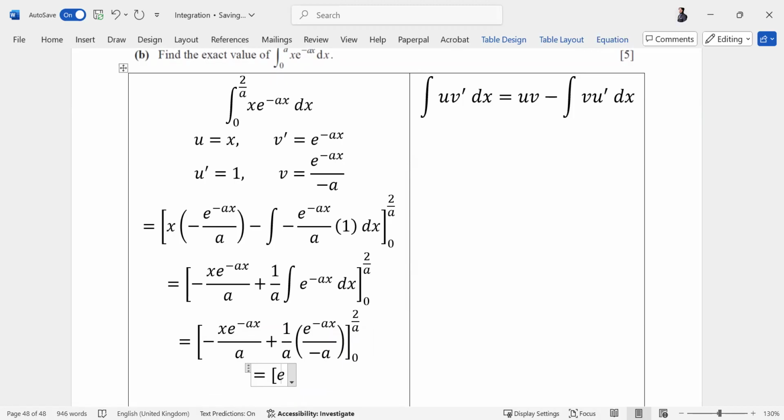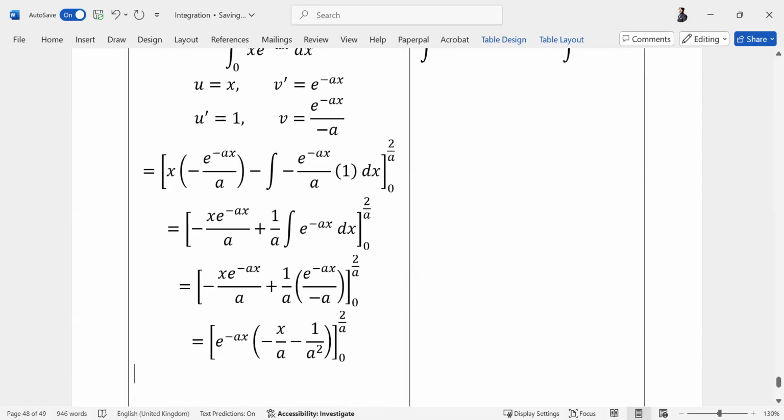Now, can I just take e to the power minus ax common? And I'm left with minus x upon a minus 1 upon a square. Upper limit is 2 over a, lower limit is 0. How does this make things easy for me? In one place, now I have to plug in the values. I will not be confused for the values again and again.